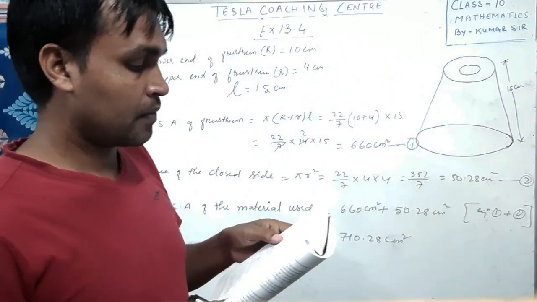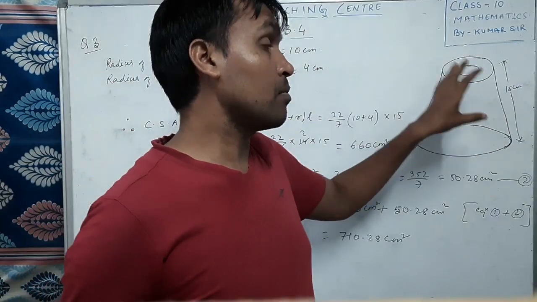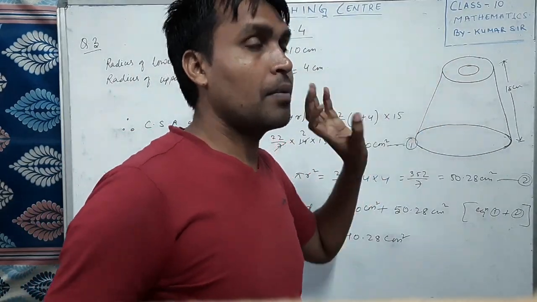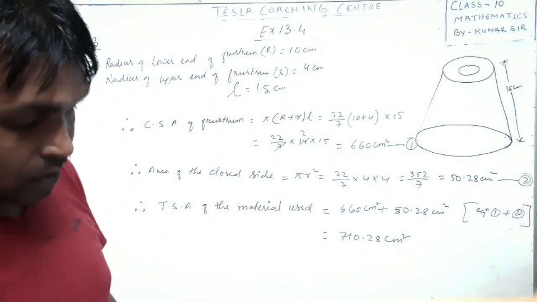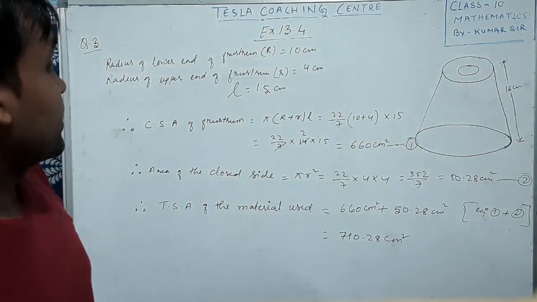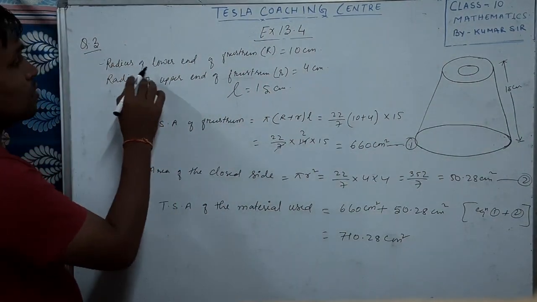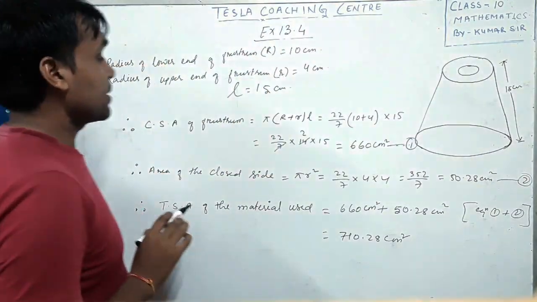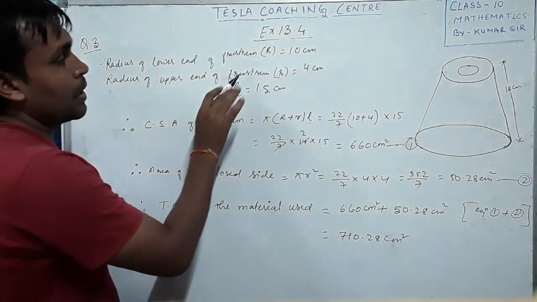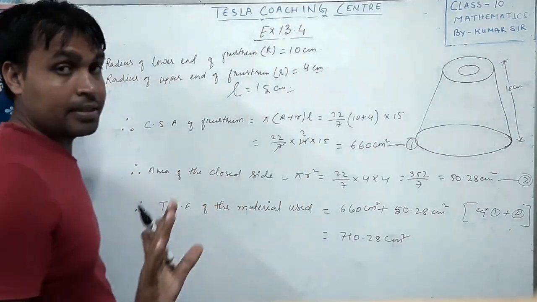Now they are telling us to find the area of the material used for making it. We are going to find out how much is the area of the material required to make this cap. Okay, got it or not? So now let us go to the question. So what we have written first, the radius of the lower end of the frustum, that is R, is equal to how much? 10 centimeter. Radius of the upper end of the frustum, r, is equal to how much? 4 centimeter. L equal to this. These are the things given.